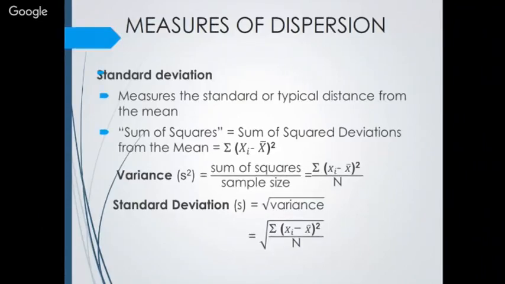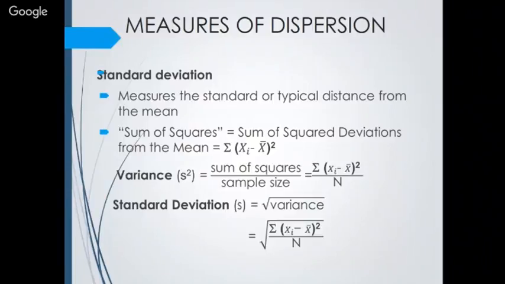Next, the most used measure of dispersion is standard deviation. Standard deviation measures the standard or typical distance from the mean. Actually, standard deviation is measured on the basis of the mean only. So it measures the standard or typical distance from the mean. How is it calculated? It is calculated based on the sum of squared deviations from the mean.